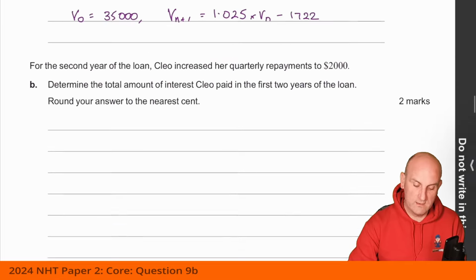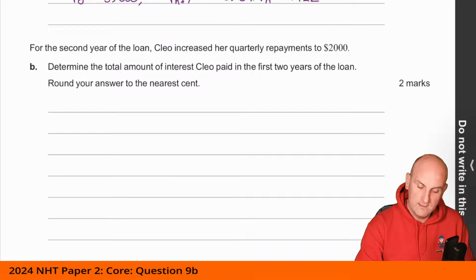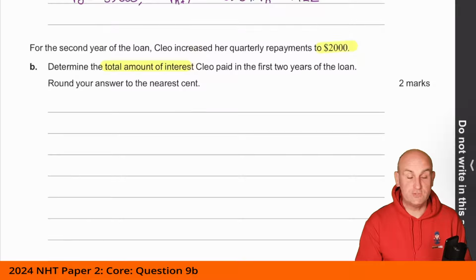For the second year of the loan, Cleo increases her quarterly repayments to $2,000. Determine the total amount of interest. This tricks people left, right, and center, and I mean it tricks people.